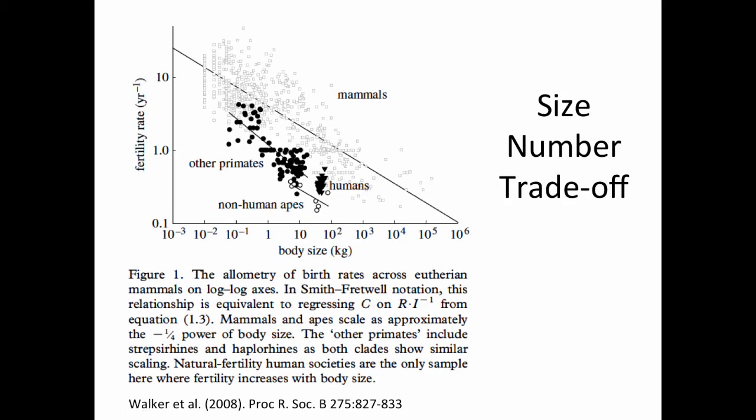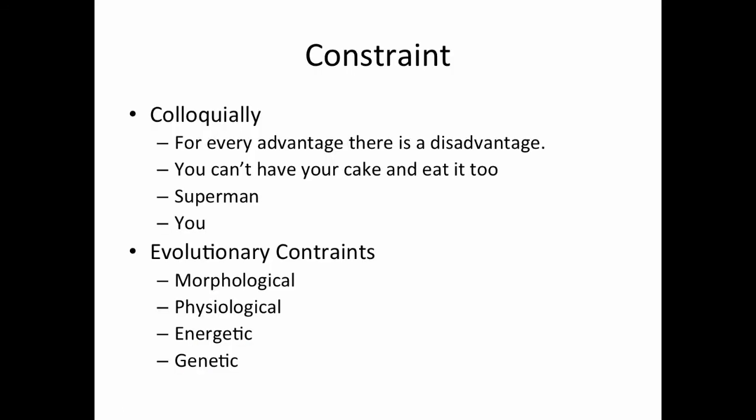You have energetic sorts of constraints. This is an example that I had earlier in the presentation where you have a certain amount of energy that you can put into reproduction. You can either divide that up into large offspring, but because they're large, you can have relatively few of them, or you can have small offspring, and as a result, you can have a lot of them. But what you can't have is a lot of really big offspring because you just have a finite amount of energy to put into reproduction.